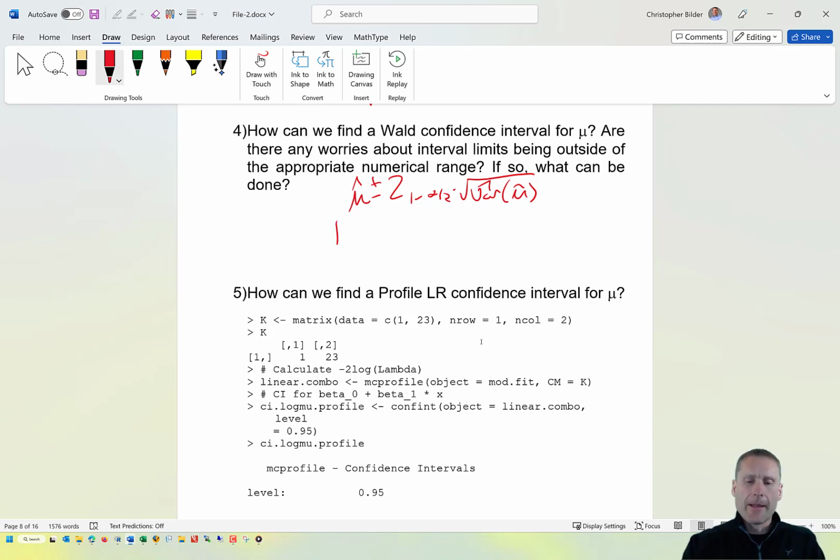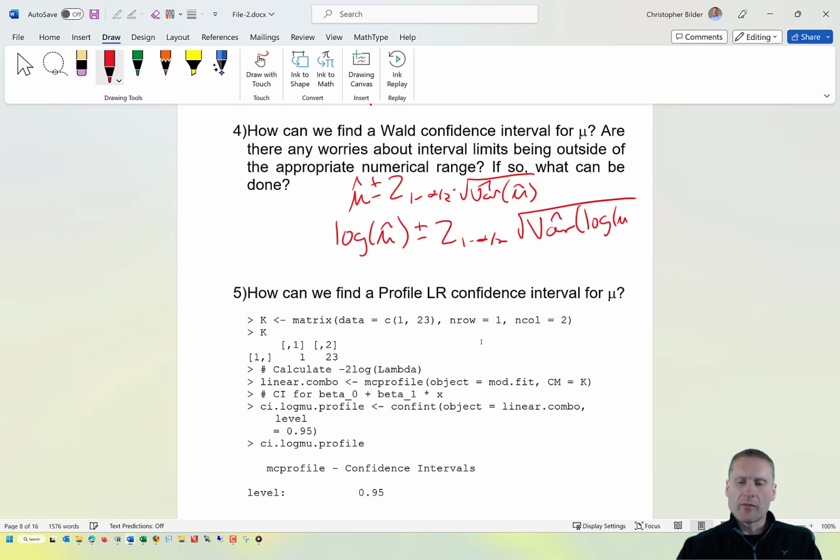So instead, what we can do is first of all find the interval for log of mu. Take mu hat log plus or minus the quantile from the standard normal times the square root of the estimated variance of log of mu hat. Now, again, this is a little bit different from what we've seen before because now we're talking about the Poisson regression model, but the same principles apply. And there's my interval then for mu.